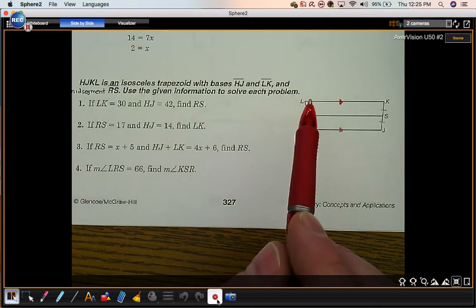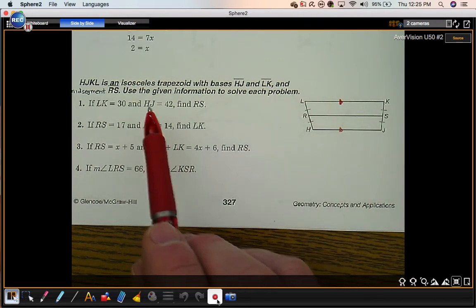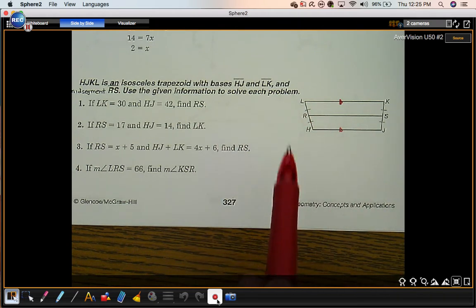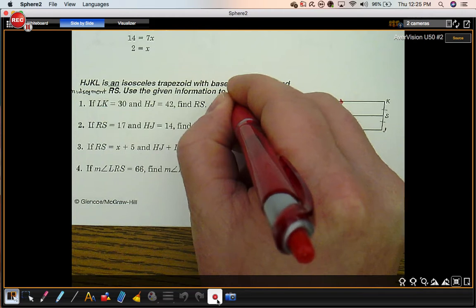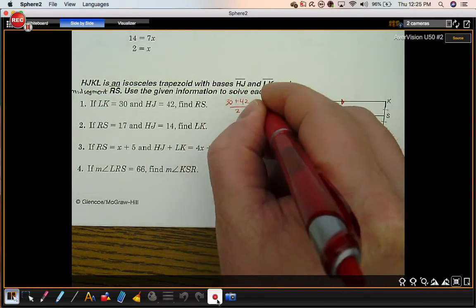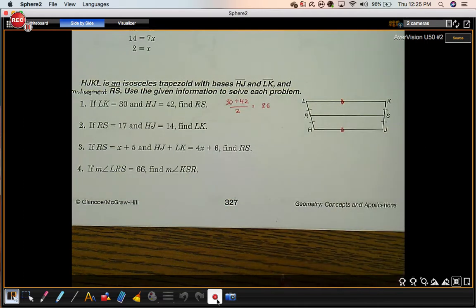Well, if one base is 30 and the other base is 42, how would you find the midsegment? What's directly in between 30 and 42? 36 is.